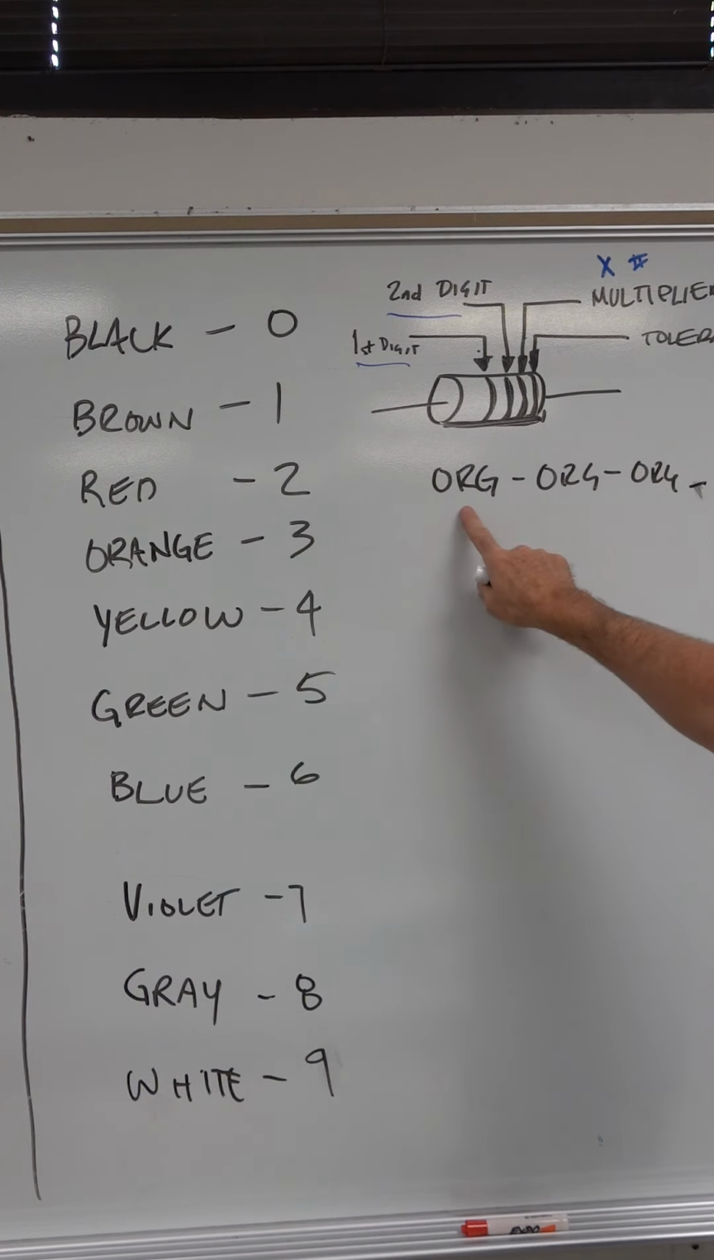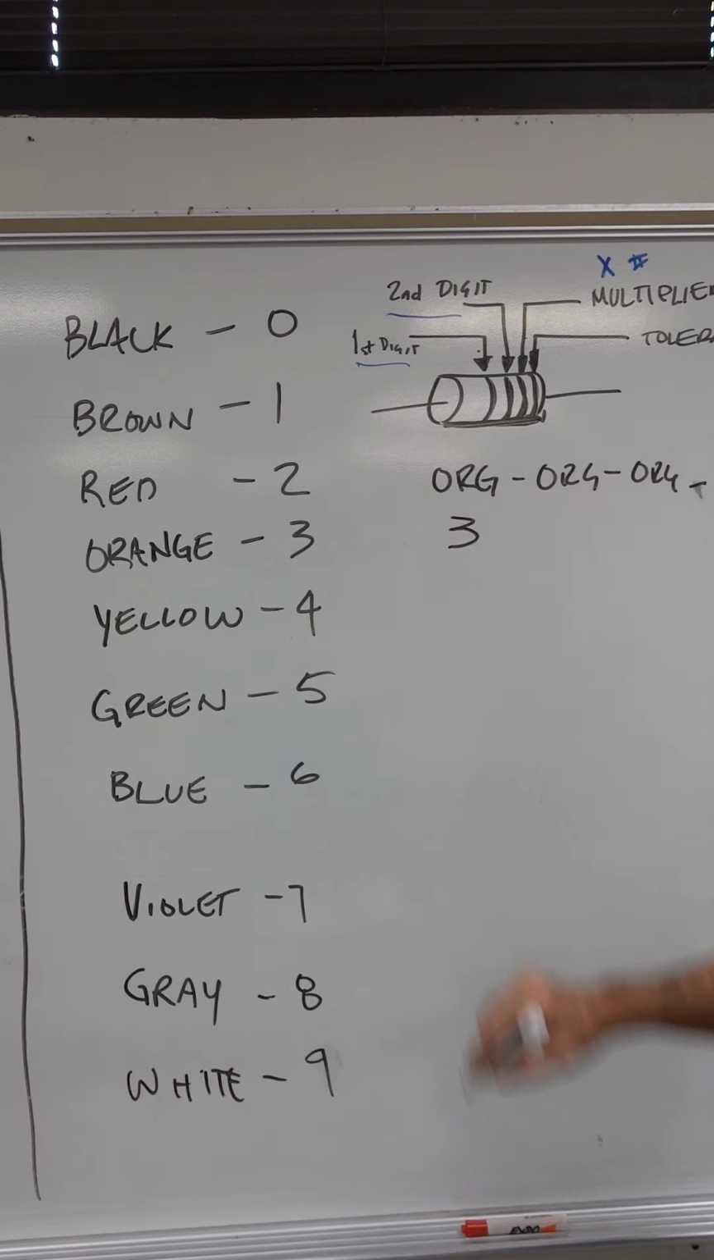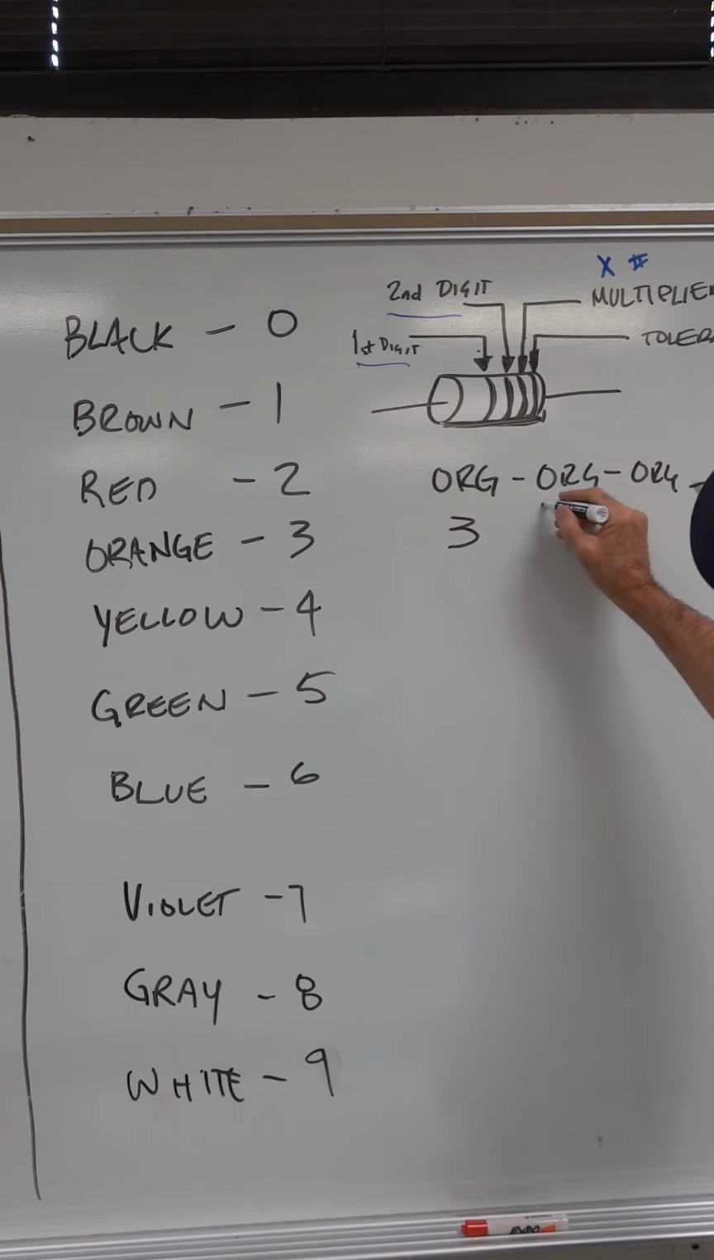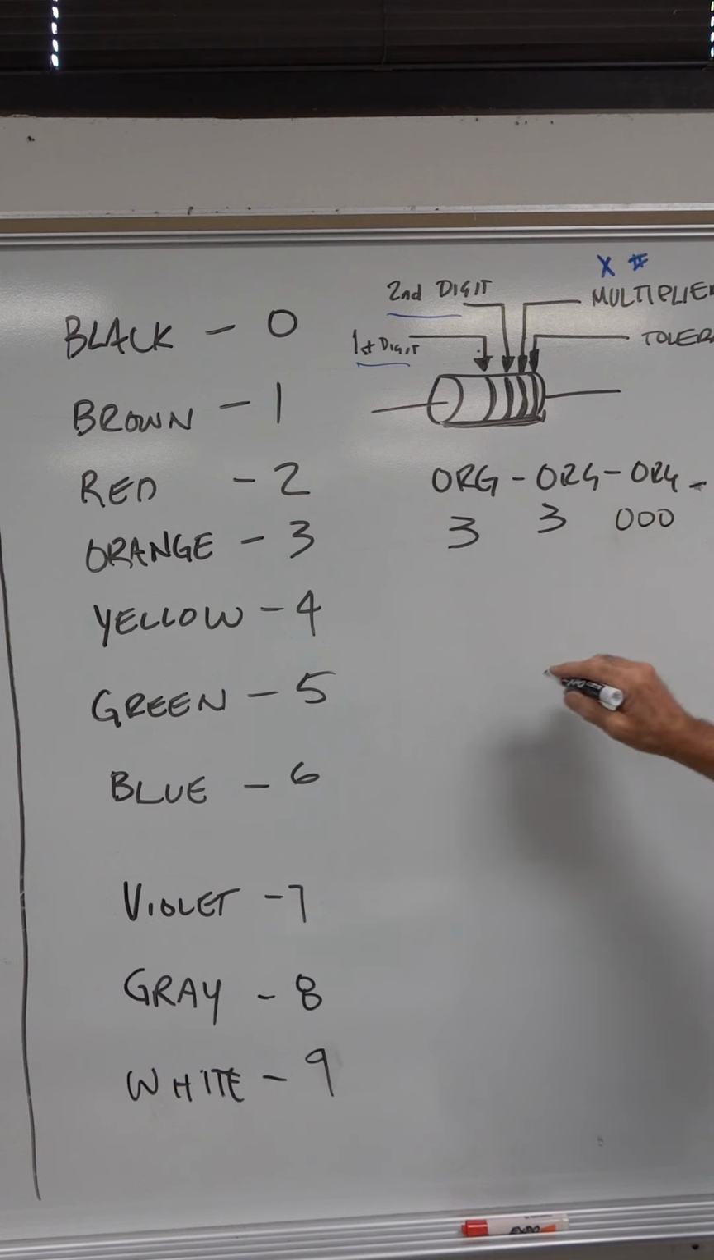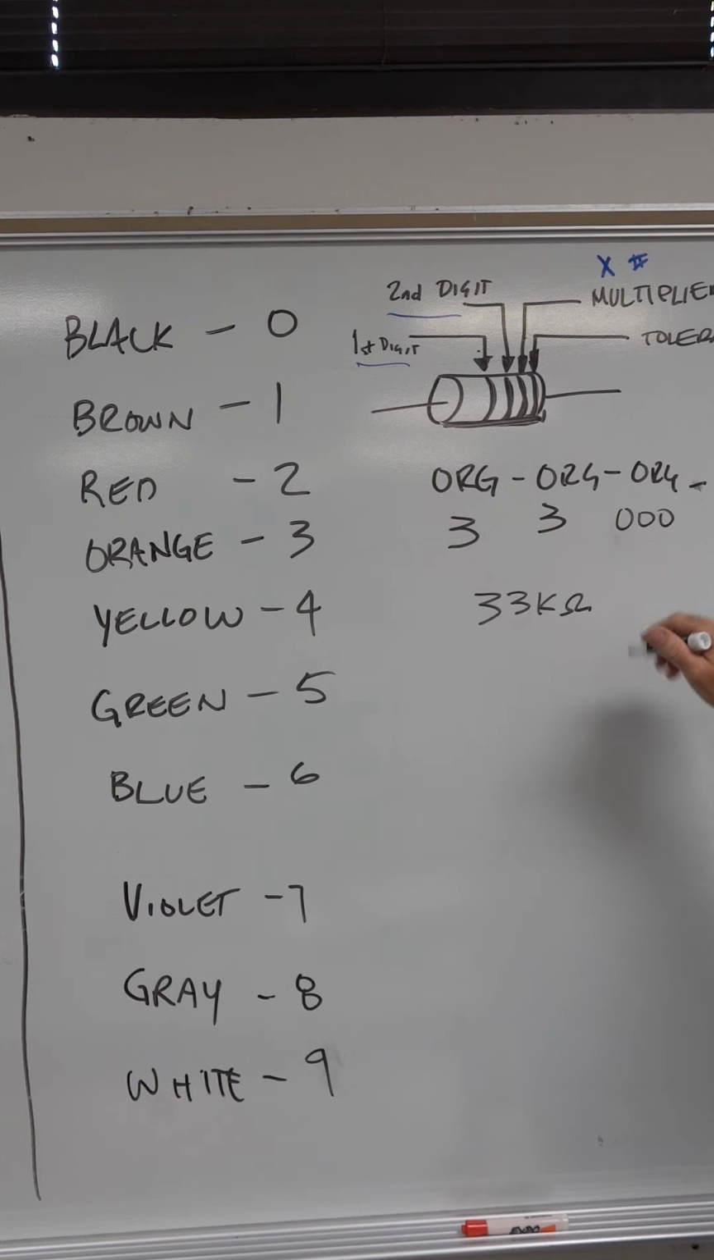So the first number would be 3. This is the first digit of my number. The second digit of that number would also be 3. And this orange means it's 10 raised to the 3rd power. But I simply say, how many zeros do you add? And that's going to be 0, 0, 0. And so this example would be 33 k ohms. And then this third band, when it's gold, is a tolerance of 5%. So that would be 33 k ohms plus or minus 5%.